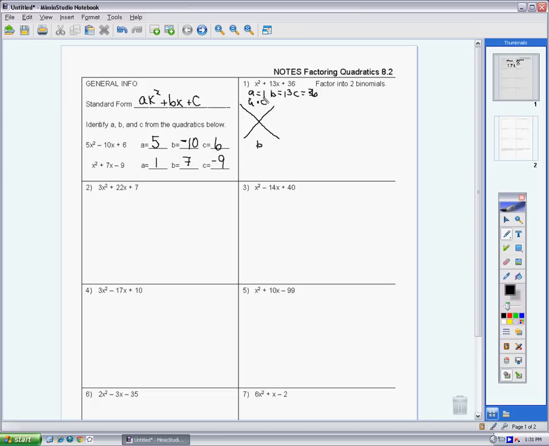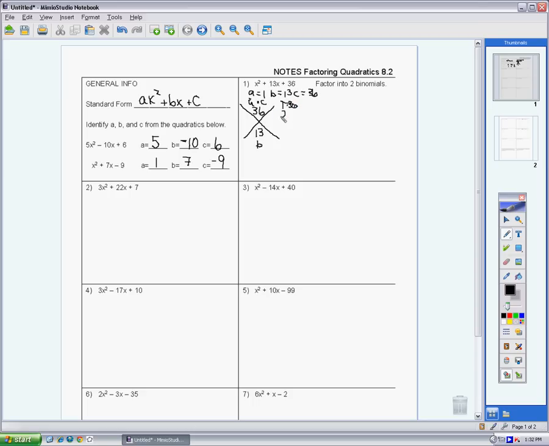So if I multiply 1 times 36, I'm going to have 36 in the top part of my X, and then I'm going to have 13 in the bottom. Now from here, we're going to find two factors that multiply to equal 36, but add to 13. So you want to start off with your factors of 36. So 1 and 36. Well, if I add those together, that's 37, so that doesn't work.